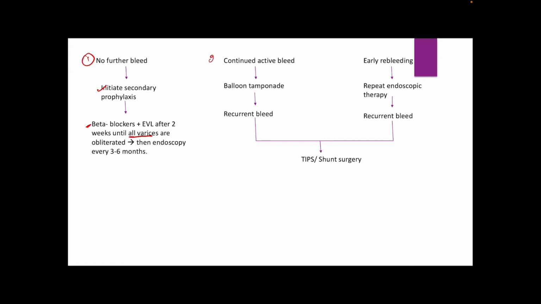Now the second option is, in case the bleeding continues, then you have to go for a balloon tamponade. And in the third case, that is early rebleeding, you could try a repeat endoscopic therapy. But in case the balloon tamponade and the repeat endoscopic therapy does not work and still there is recurrence of bleed, then what we go for as a final option is either TIPS or shunt surgery.